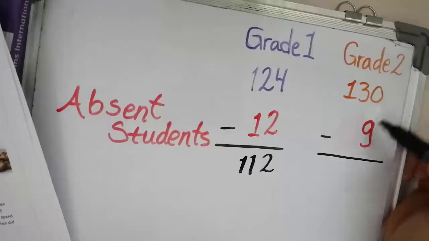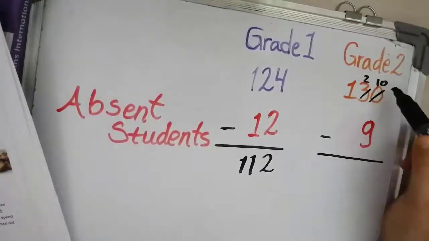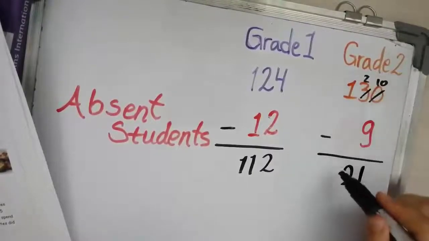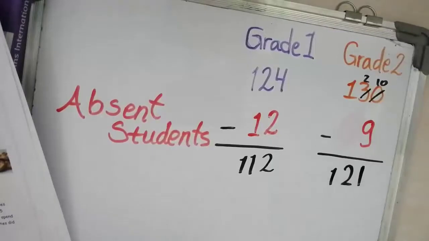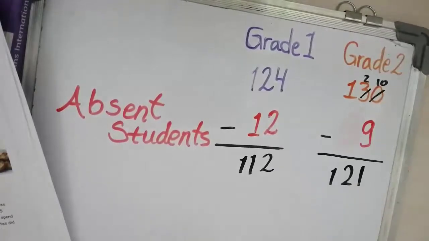0 minus 9, not possible. This will turn into 2. And this will turn into 10. 10 minus 9 is 1. 2 goes down, and 1 goes down. Okay? But that's not the answer. It says how many first and second graders were in school. So let's add these two numbers together.